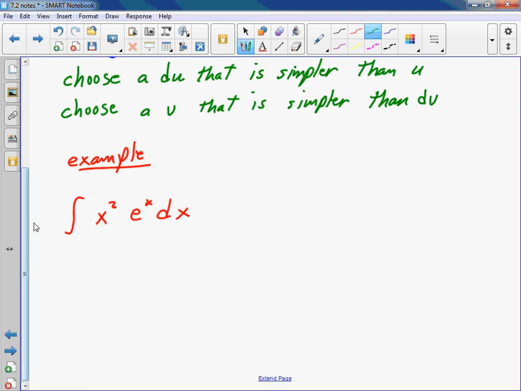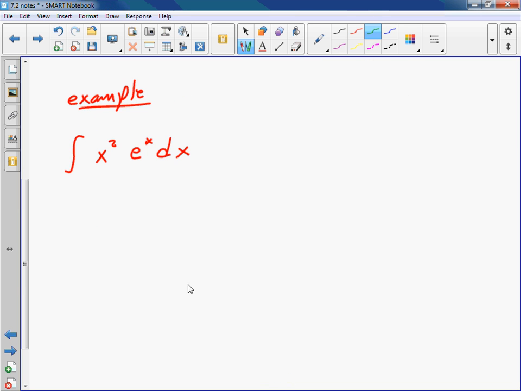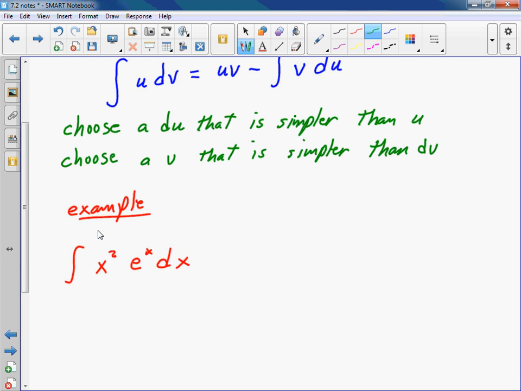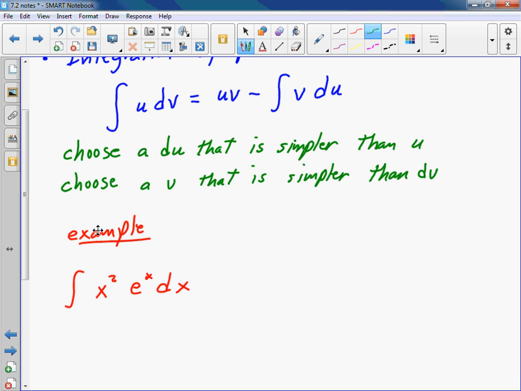So, in our example today, we had the antiderivative of x squared times e to the x dx, and using this format, we at first tried letting u equal x squared and letting v equal e to the x. And we'll get dv here in just a second. We'll look at it in those terms. I think we're going to be all right.